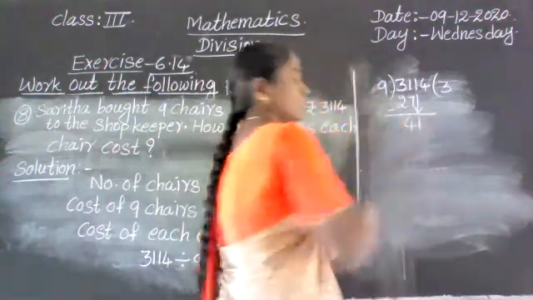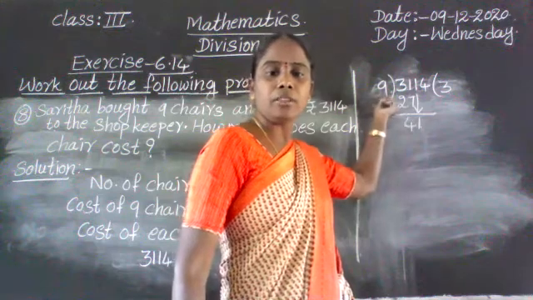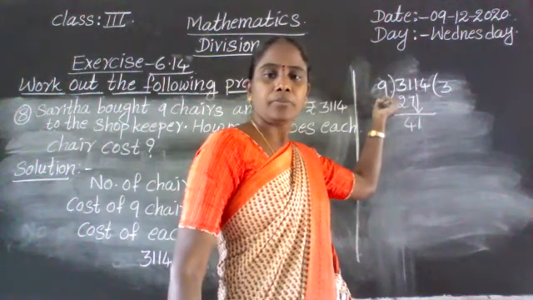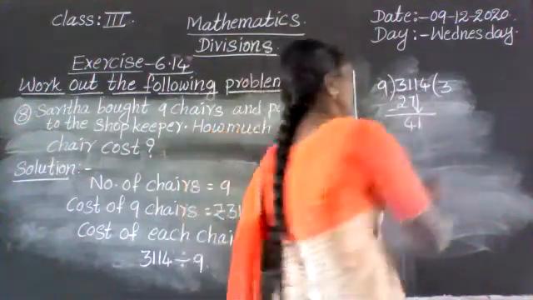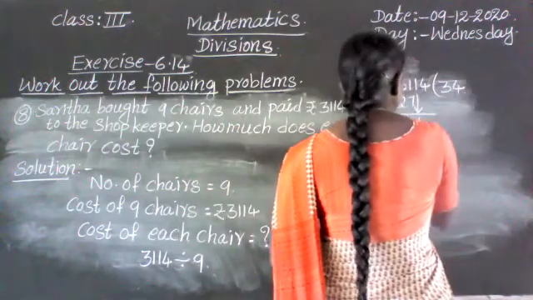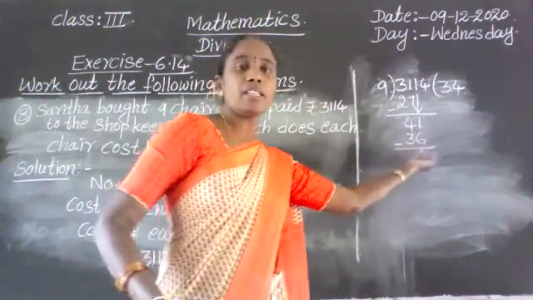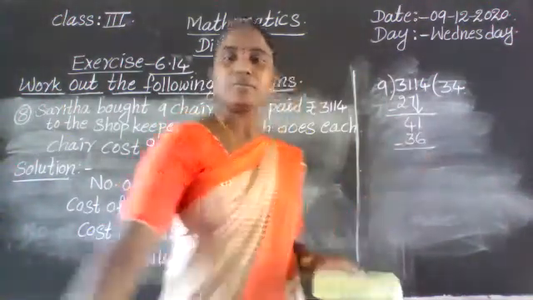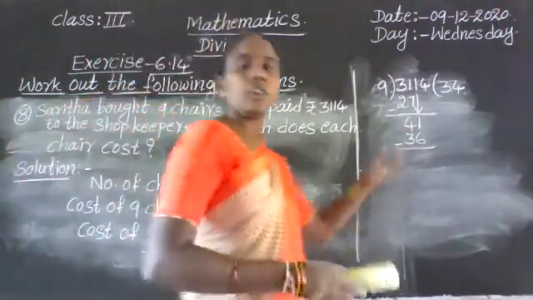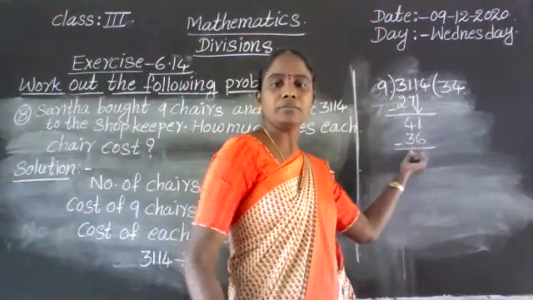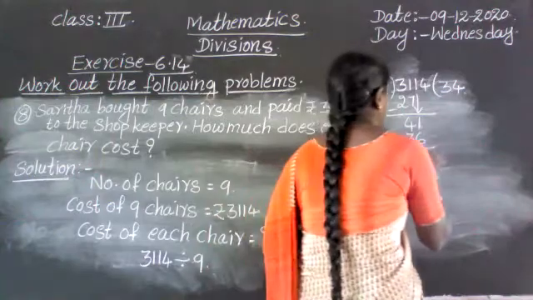Okay? 4. Take the next number, 1. 41. To 41, the nearest and smallest number from the 9 table. We have to take from the 9 table. 9 4s are 36. Very good. Write 4 in the quotient place, 36 in the dividend downside. Subtract, children. 41 minus 36. What is the difference? Yes, 5. Take the next number.